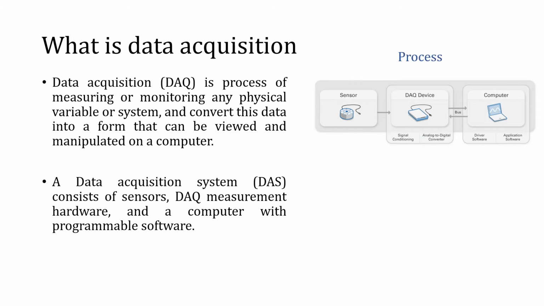If I summarize, data acquisition is a process in which we transfer the information from the sensor to the DAC, that is some hardware which we are going to design. Mostly it is signal conditioning, A2D or some amplifier. And then the information is transferred to the computer. So it is a process by which we monitor the output from some sensor and display it on a computer.